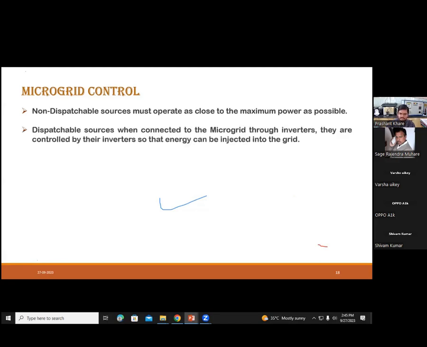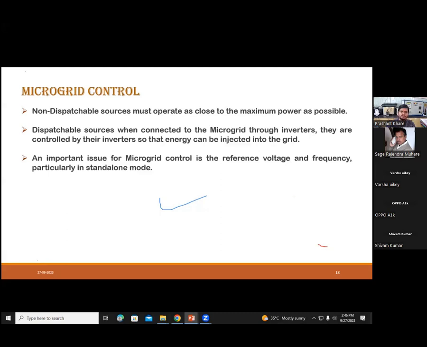Then dispatchable sources are connected to the microgrid through inverters. They are controlled by their inverter so that energy can be injected into the grid. Dispatchable means what? Your diesel or fuel cell. Means based on the load condition only, they will regulate their power output.